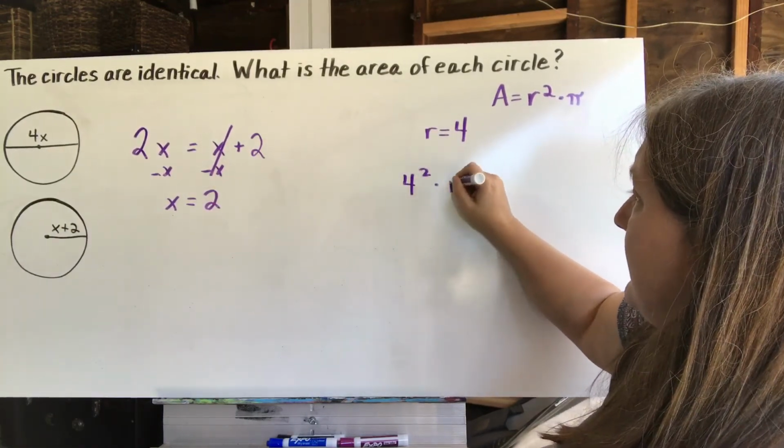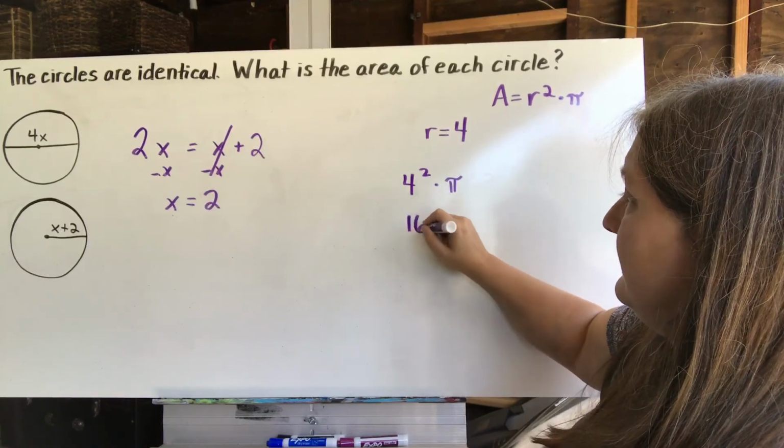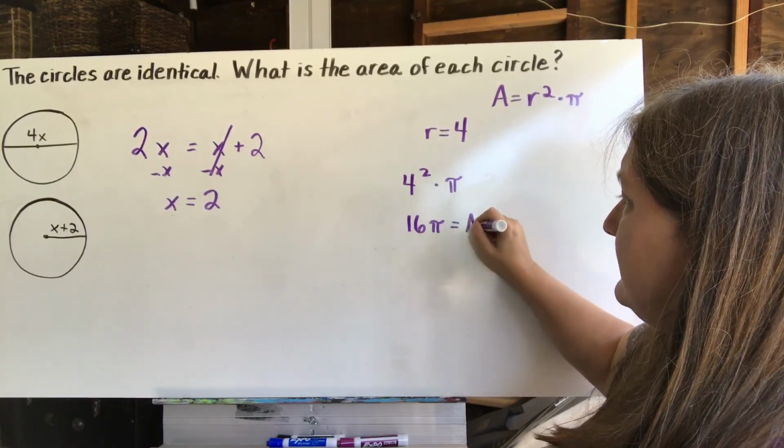4 squared times pi. Well, 4 squared is 16. So 16 pi is the area of each of these circles.